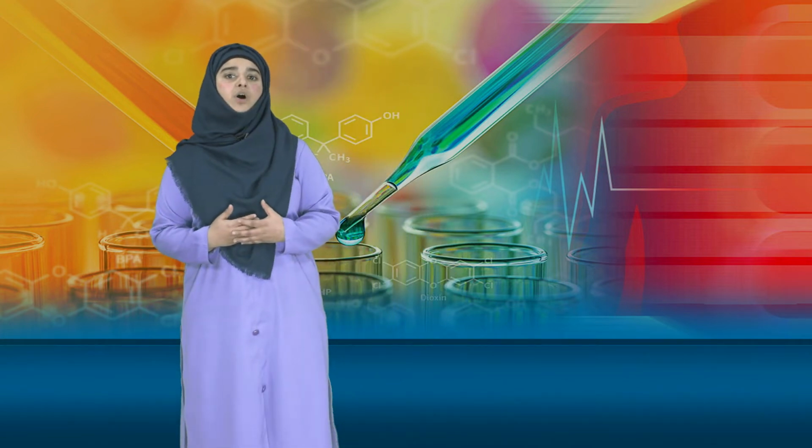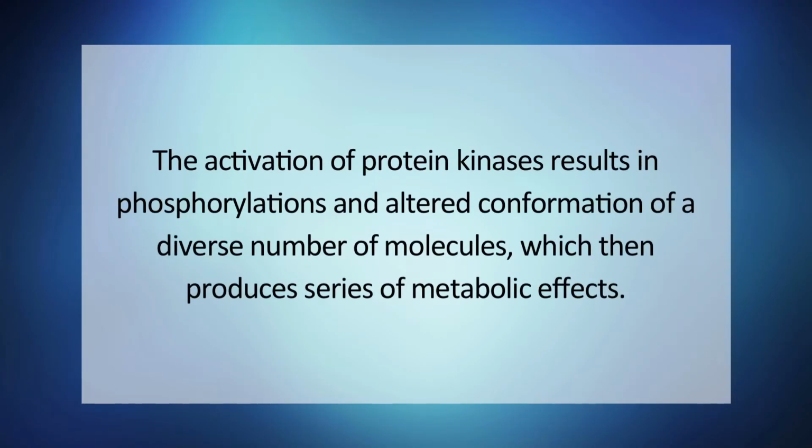The binding of a hormone to a cell surface receptor stimulates a cascade of complex events through the generation of second messengers. The activation of protein kinases results in phosphorylations and altered conformation of a diverse number of molecules, which then produces a series of metabolic effects.